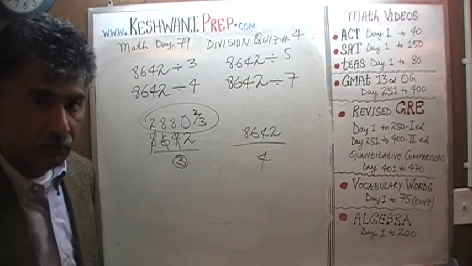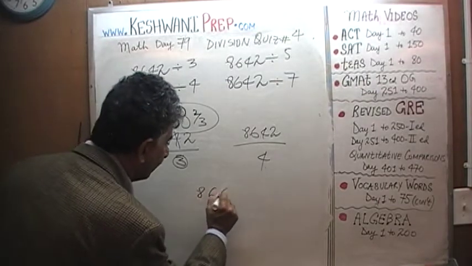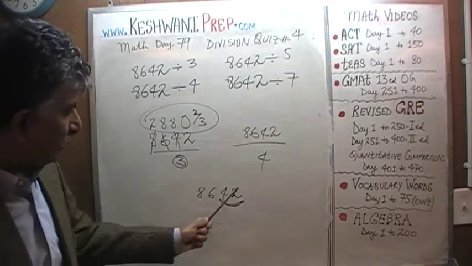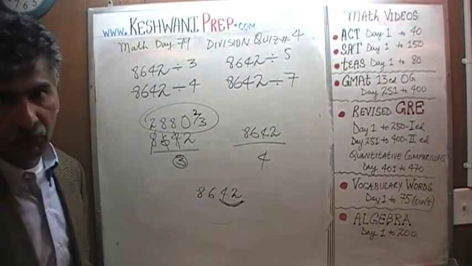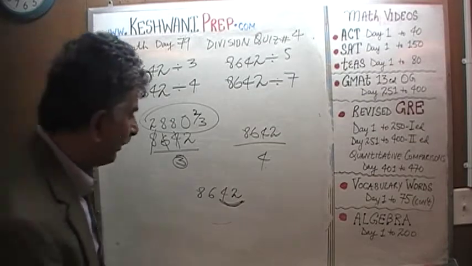Is 8,642 divisible by 4? Well, let's find out, shall we? 8,642, the last two digits are 42. Is 42 divisible by 4? The answer is no. We cannot divide 42 by 4. If we try to divide 42 by 4, we'll have a remainder of 2.